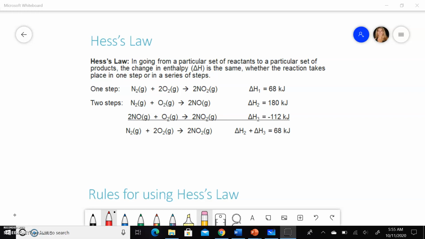So Hess's Law says that if you have some reactants that turn into products, their delta H, the enthalpy of that reaction, is going to be the same whether you write it as one step or whether it's a series of steps. And we haven't really talked about the series of steps. It's called the reaction mechanism to show the overall reaction yet.